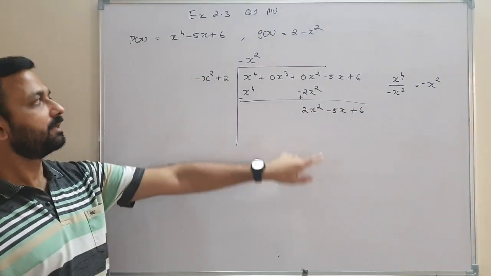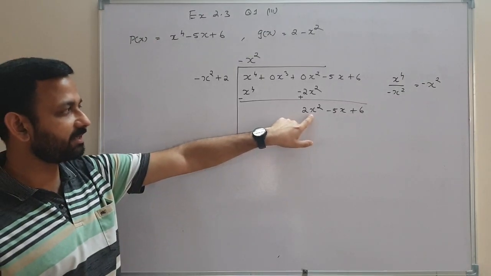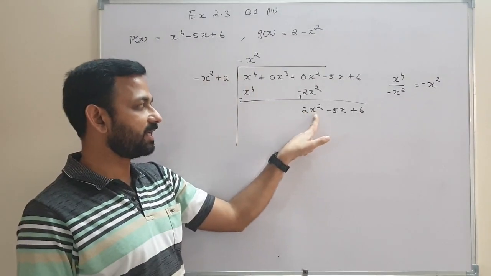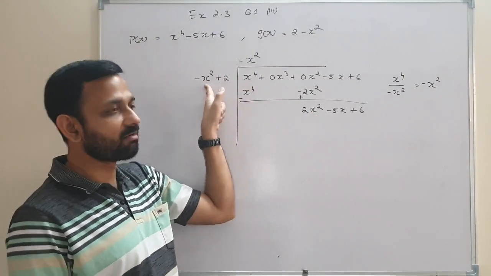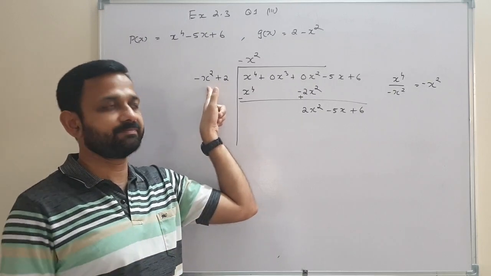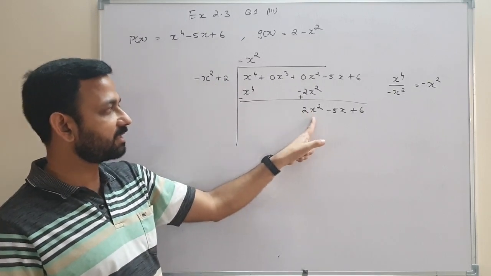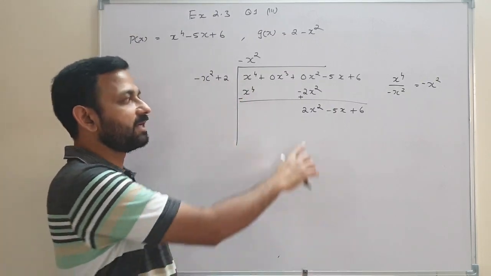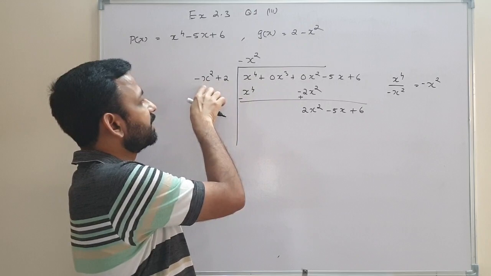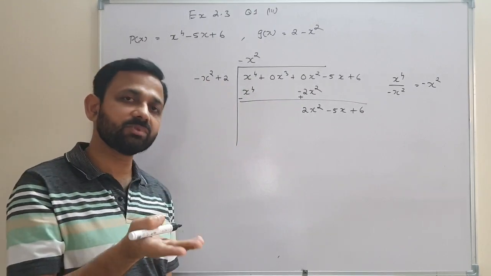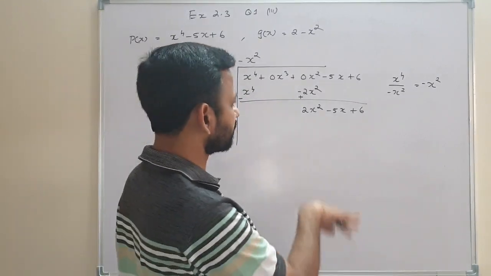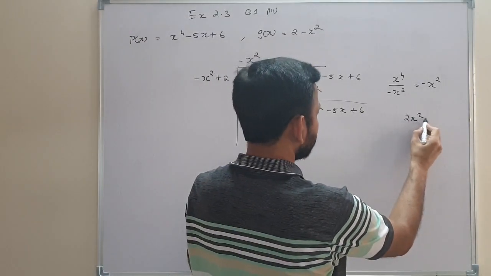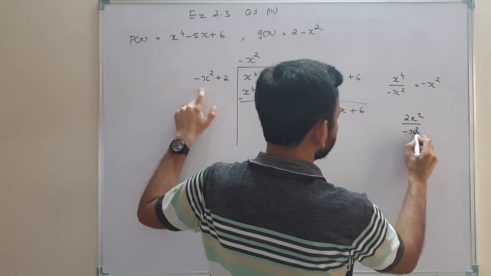Then the degree of the remainder and the degree of the divisor we will compare. If the degree of the remainder is less than the degree of the divisor, we will stop the division. But here the degree of the remainder is 2, the degree of the divisor is also 2, the same. So we have to continue that division. Same procedure, first term divided by first term, 2x square upon minus x square.